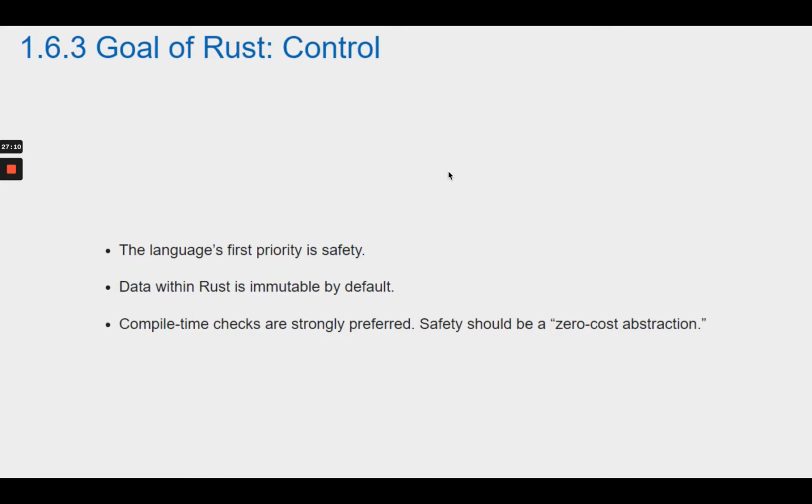Data within Rust is immutable by default. Compile time checks are strongly preferred. Safety should be a zero-cost abstraction.